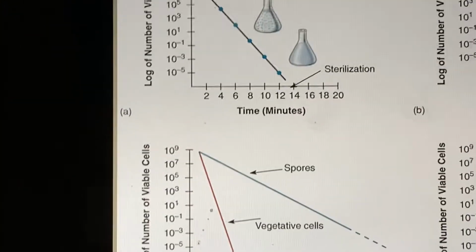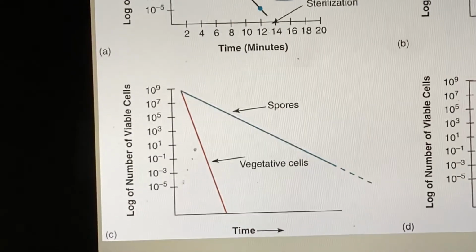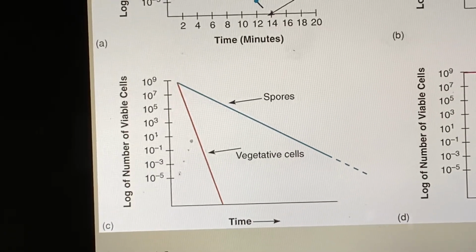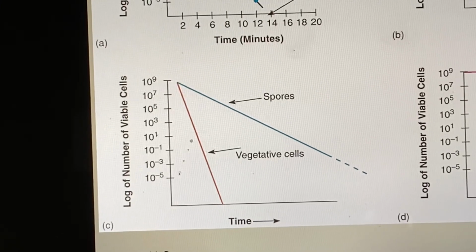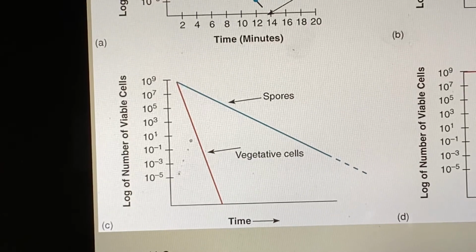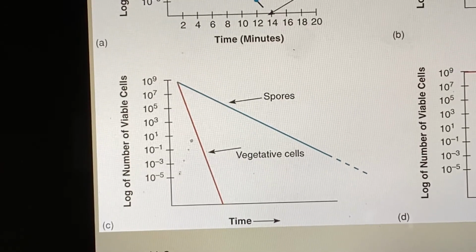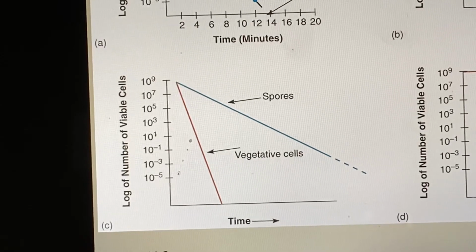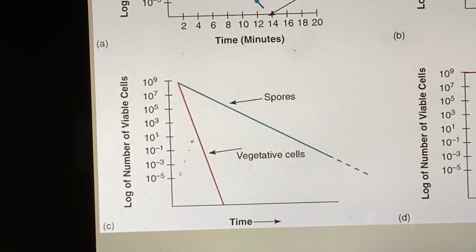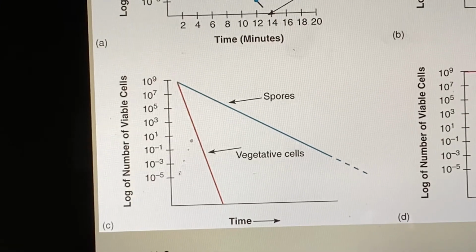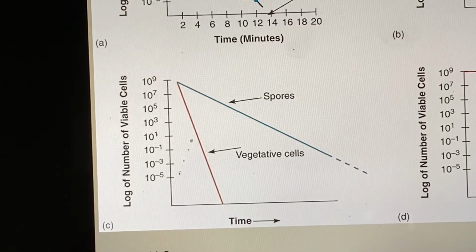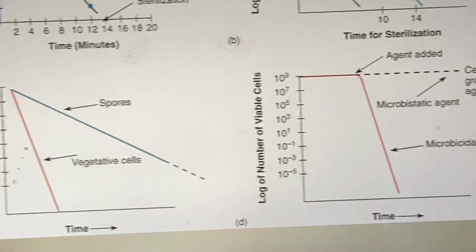Okay, this particular graph talks about vegetative cells versus spores. And you could also include protozoan cysts in this as well. Remember, spores have that really hard outer coat instead of just a cell wall. And so it takes much more time to get them to burst and destroy them. So yeah, it takes much more time to get rid of spores than it does actual vegetative cells.